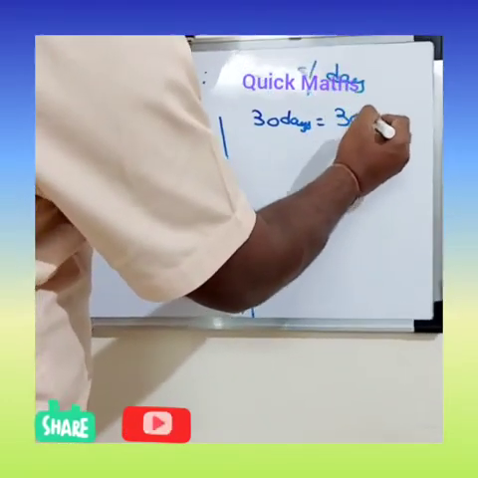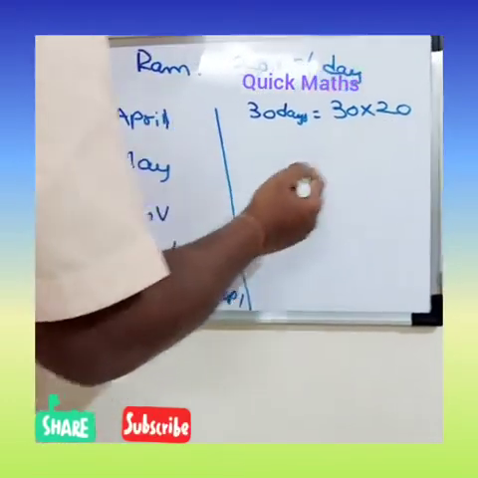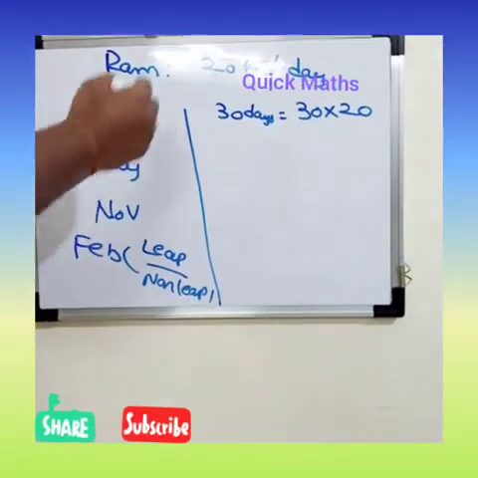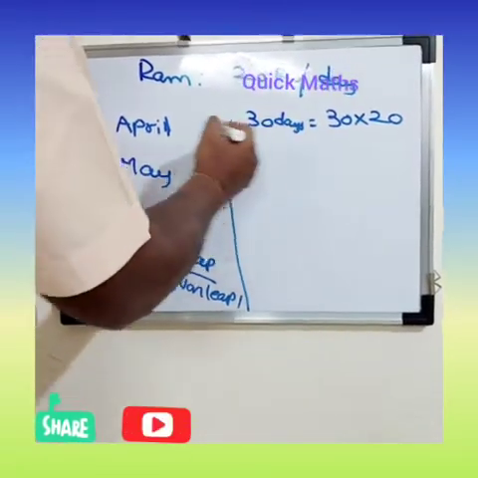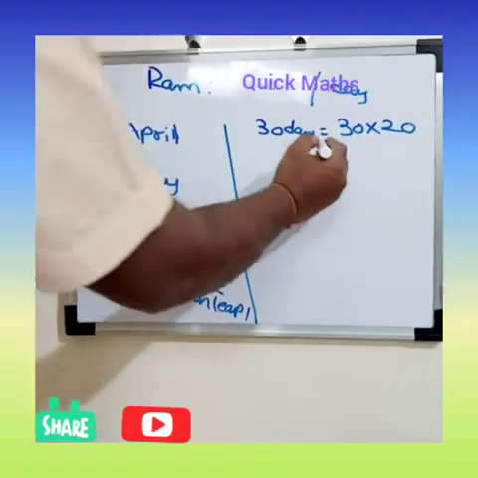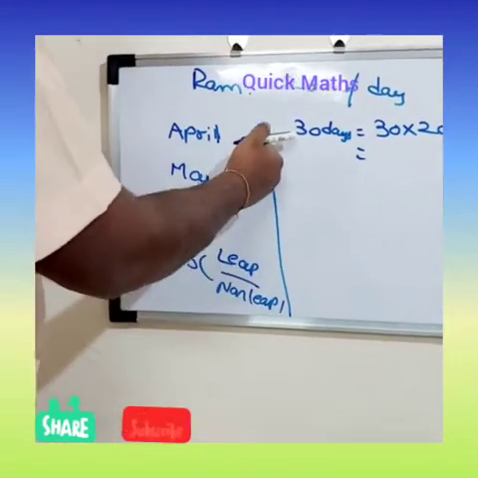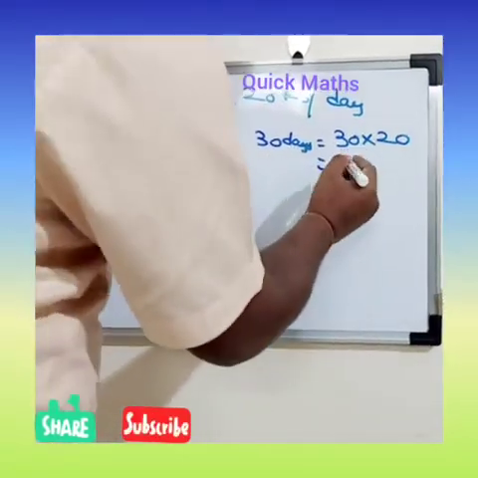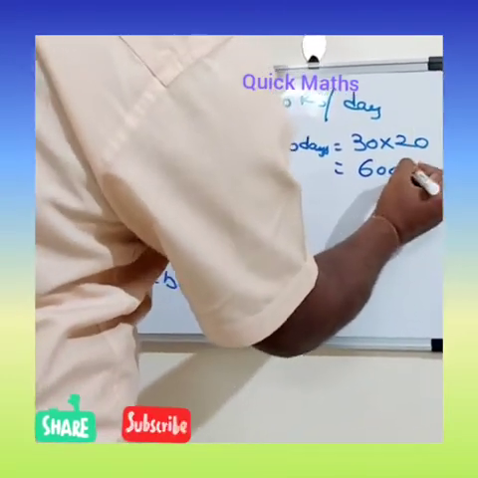So the answer is 30 into 20. Why 30 multiplied by 20? Because one day is 20 rupees. April has 30 days, so Ram has worked for 30 days in April. 3 times 2 is 6, 0, 600 rupees.